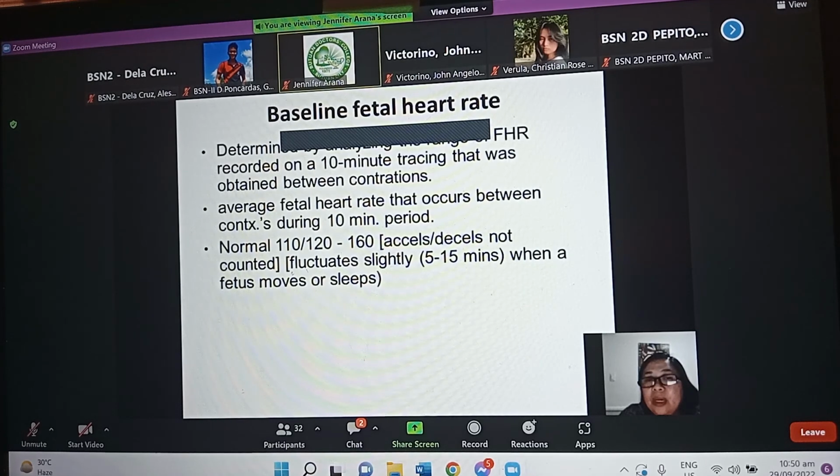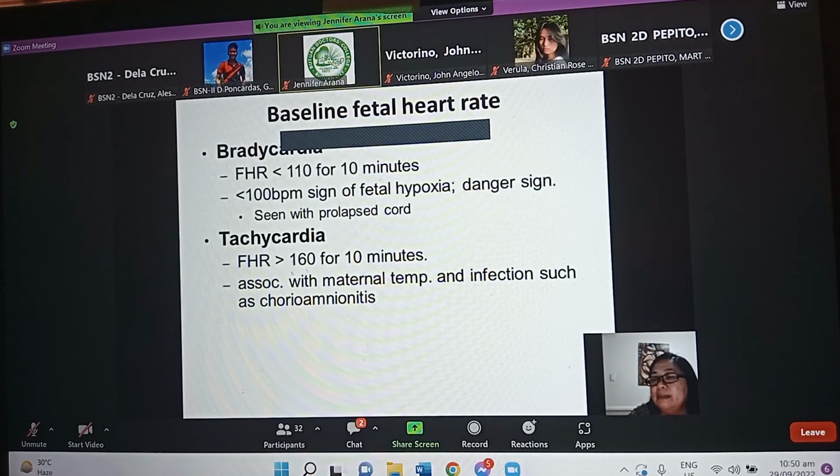Normal baseline fetal heart rate is 120 to 160 beats per minute. The accelerations and decelerations are not counted. It may fluctuate slightly for 5 to 15 minutes when a fetus moves or sleeps. So that's the normal baseline fetal heart rate, 120 to 160 beats per minute.